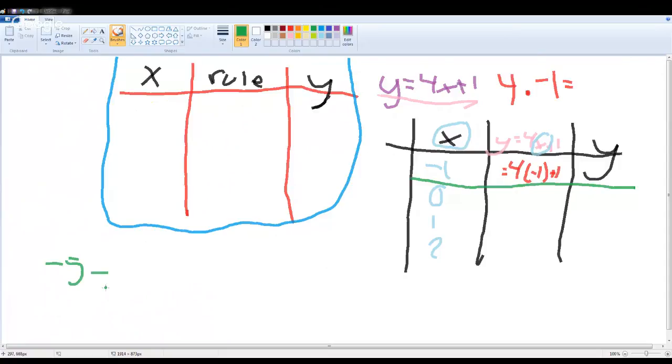-5 minus 2. Change, and you do addition stuff. Same signs, which is same signs. See? Same signs, add and keep. So 5, 6, 7. So 7, and then keep the sign, and it's -7.